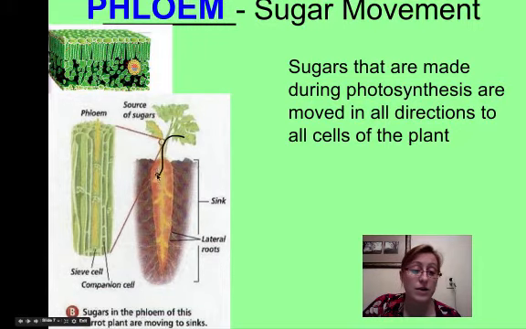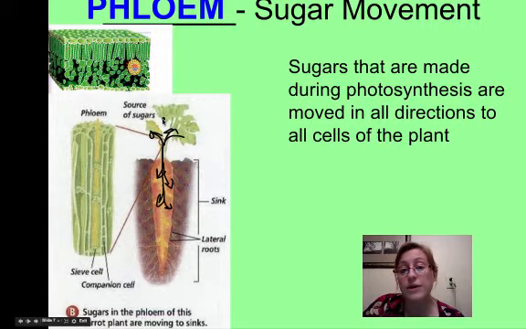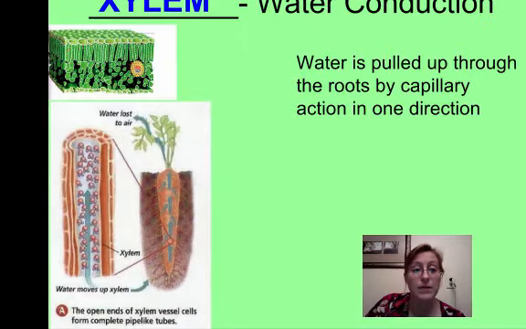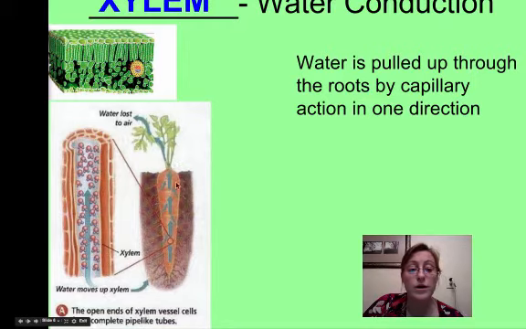Now we need vessels that are going to help transport all of the glucose wherever it needs to go. So glucose can move in every which way. The phloem is going to be the vessel that helps it move like that. But remember, the xylem, which moves water, only moves water in one direction.